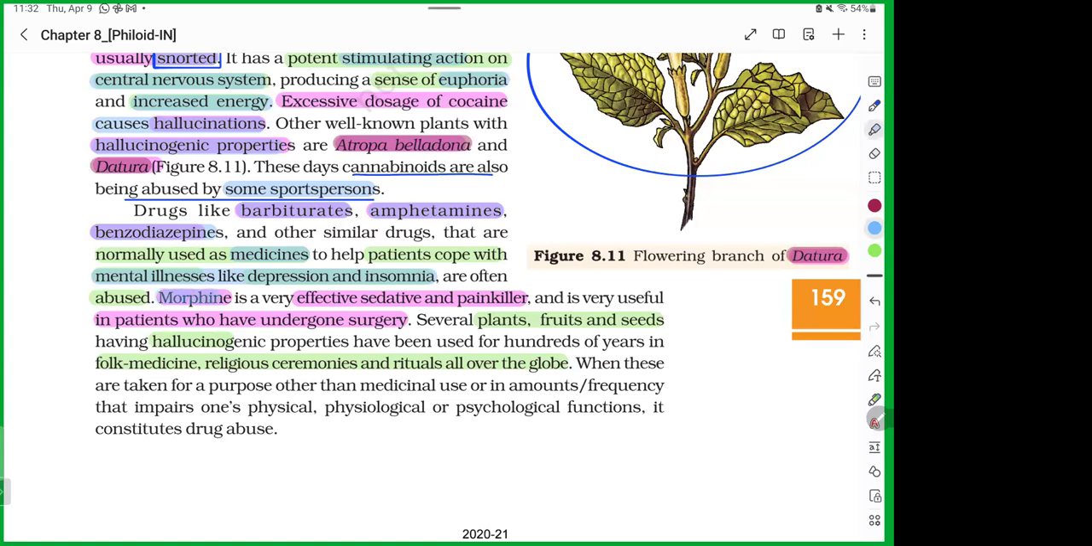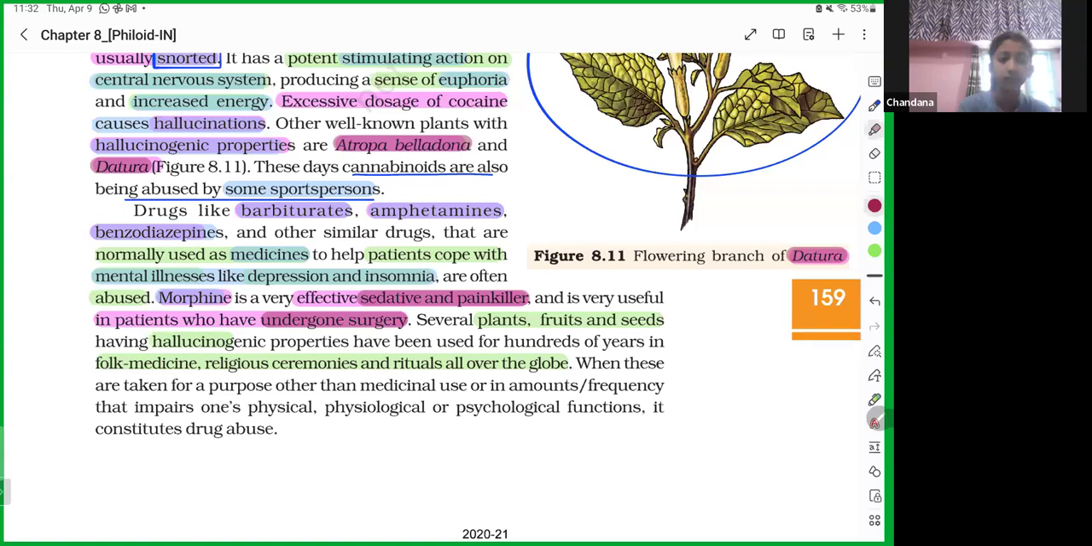Same way, morphine. Morphine is sedative and painkiller. Sedative means you can use this in the surgery to reduce pain. Correct. And it is really useful. Morphine is really useful for people who undergo surgery because it is depressant. It will slow down the activity. Person does not feel pain. Correct. Jordan and Chandana, you had the same question in your board exam. Use of morphine. Yes, sir.